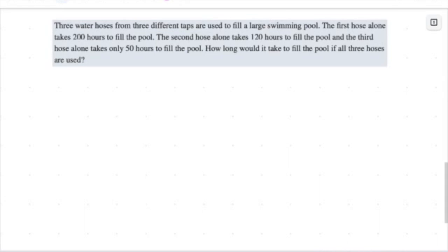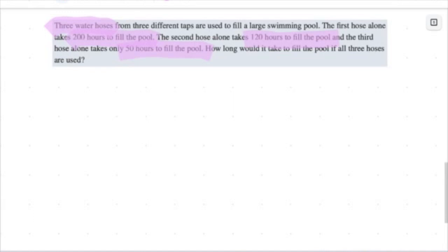Three water hoses from three different taps are used to fill a large swimming pool. The first hose alone, so the first hose by itself, takes 200 hours to fill the pool. The second hose alone takes 120 hours to fill the pool. And the third hose alone takes only 50 hours to fill the pool. How long would it take to fill the pool if all 3 hoses are used?